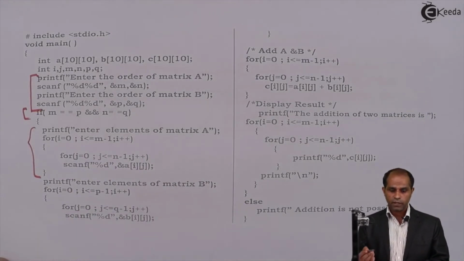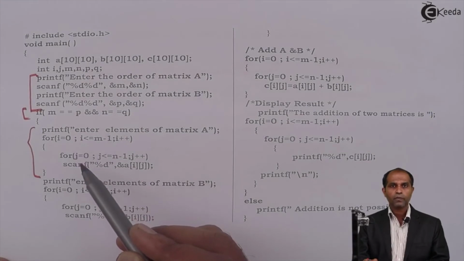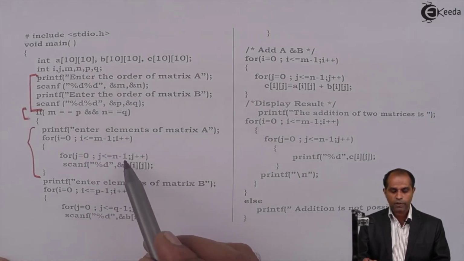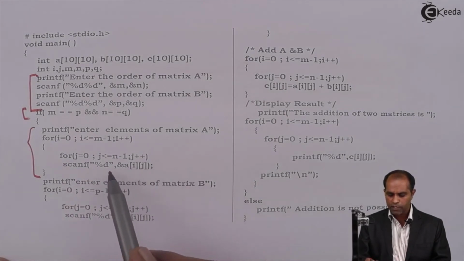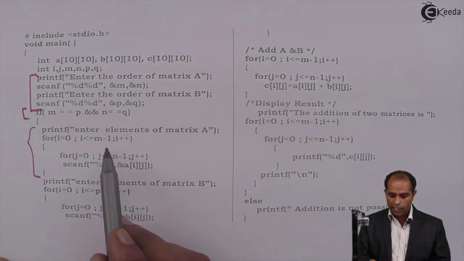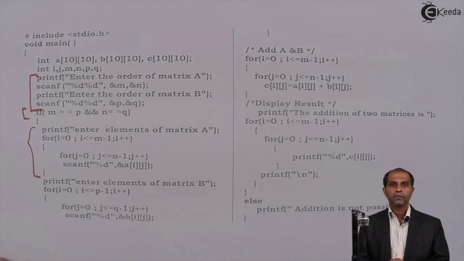Now how to read elements? Reading elements is done using a nested for loop. What are the orders of matrix A? M and N. So I'll say M minus 1 and N minus 1. And here I'll have scanf %d, ampersand of A of ij. It means that I'm going to have a read operation for this particular matrix A.